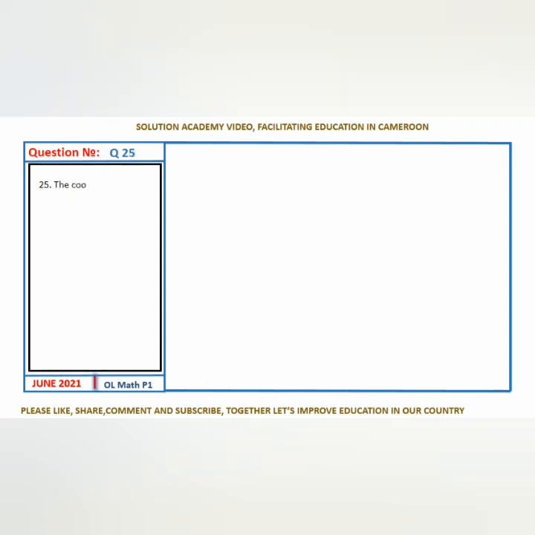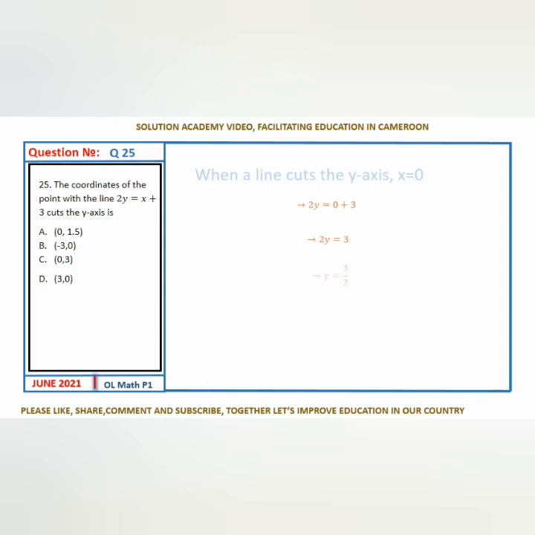Question number 25. We are midway gone. The coordinates of the point where the line 2y equals x plus 3 cuts the y-axis is. To answer this question, you have to take note of this statement. Whenever a line cuts the y-axis, the value of x is equal to 0. So we just have to assume that x equals 0, and we substitute in our equation of the line, and we look for the value of y. So we are going to replace x by 0. So 2y will be equal to 0 plus 3, and 2y equals 3. We divide both sides by 2, our y is equal to 3.